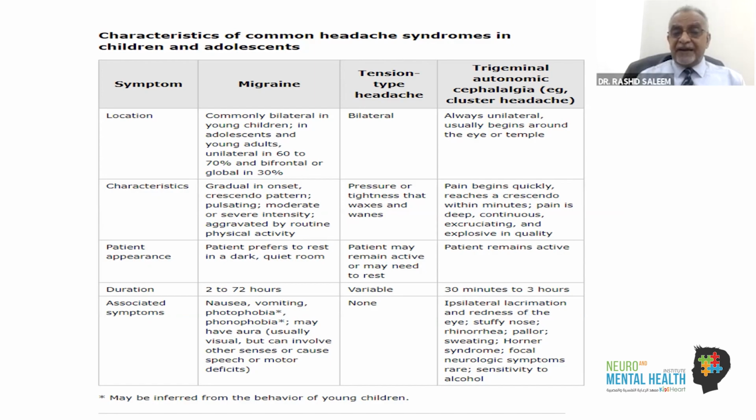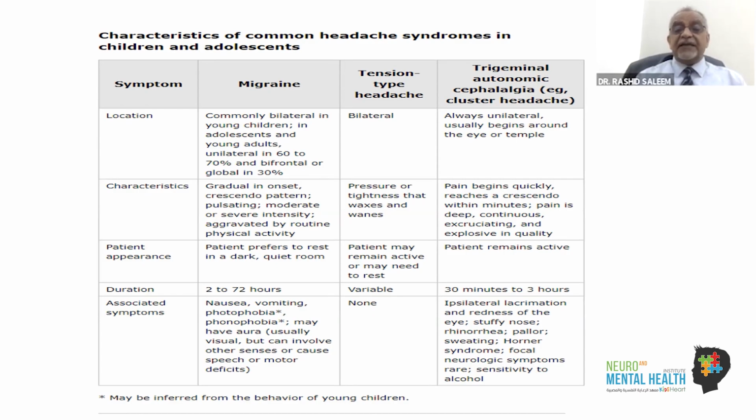Characteristics: migraines are generally gradual in onset, but they are crescendo. So from milder severity, they will develop into severe intensity. They are classically pulsating in character, and they are moderate to severe in intensity. And very important, one of the questions in the diagnostic criteria is the effect of physical activity. Physical activity aggravates them, and as a result, children prefer to stay still or rest in a quiet and dark place.